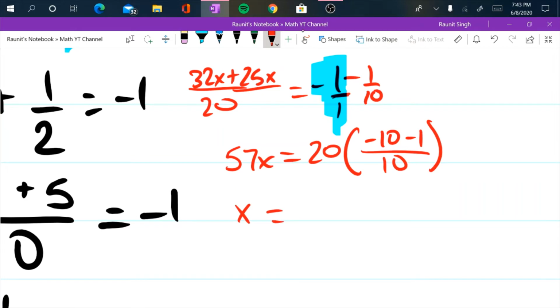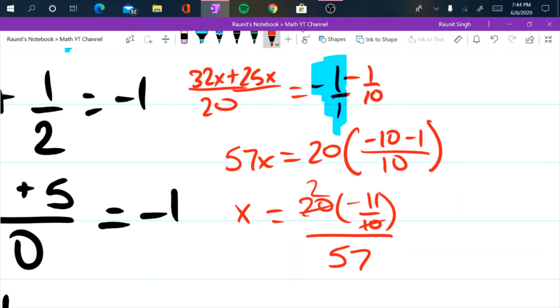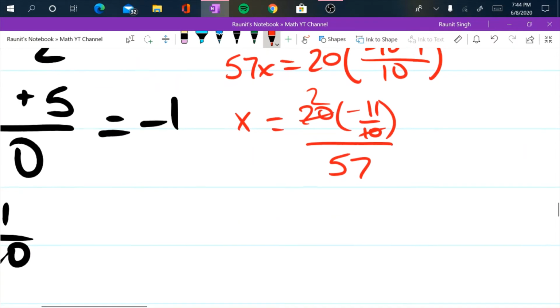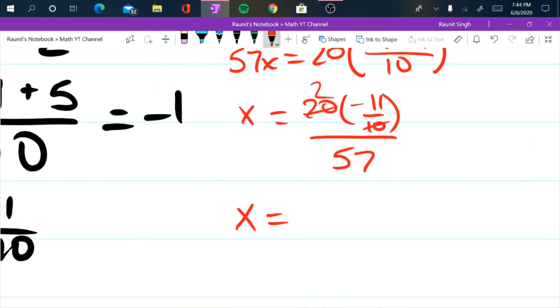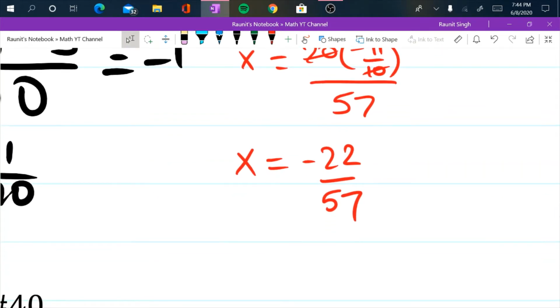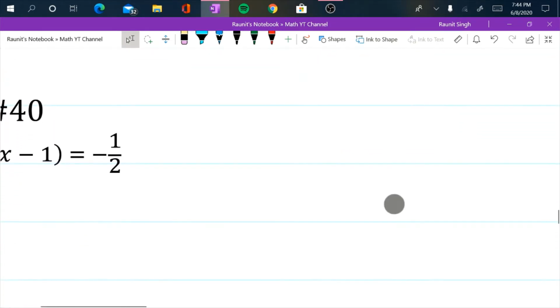And divide both sides by 57. So you're going to get 20 times -11 over 10 over 57. And then since 10 and 20 divide with each other, you're going to get x is equal to -22 over 57. Can I simplify this? I don't think I can. Okay, let's move on to the next problem.